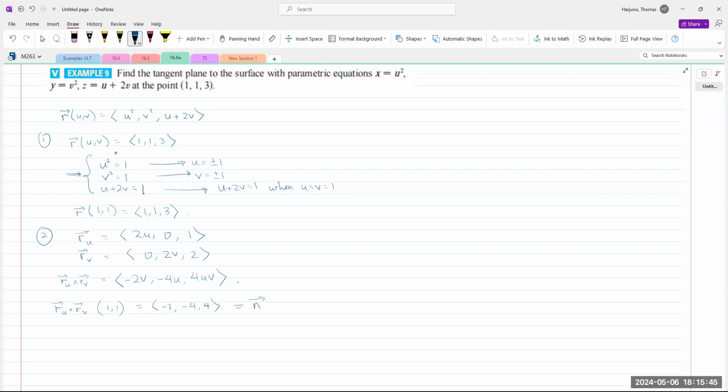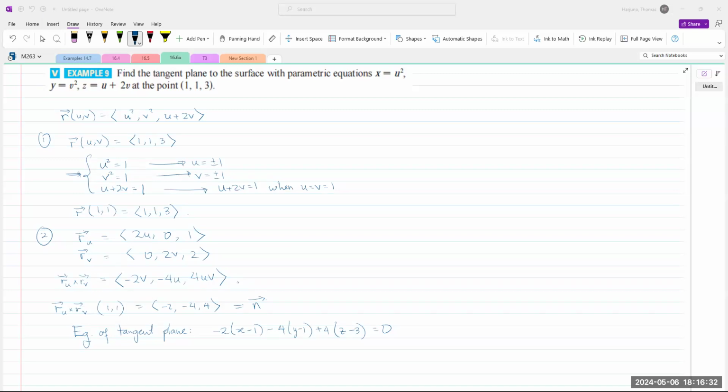Okay, and then the equation of the tangent plane is given by negative 2 times (x minus 1), plus negative 4 times (y minus 1), plus 4 times (z minus 3), equals 0. Right?